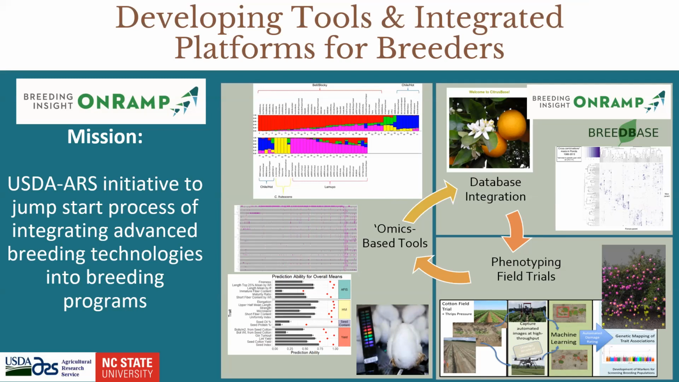We really also want to move forward to being able to phenotype those larger trials. So we've been working on developing computer vision models for detecting fruit on the tree or bolls on the cotton plants, and then being able to integrate those with omics-based tools and developing those omics-based tools if we need to, such as the cotton array.